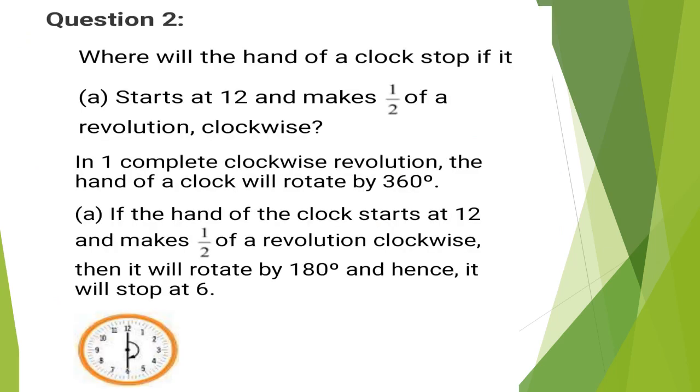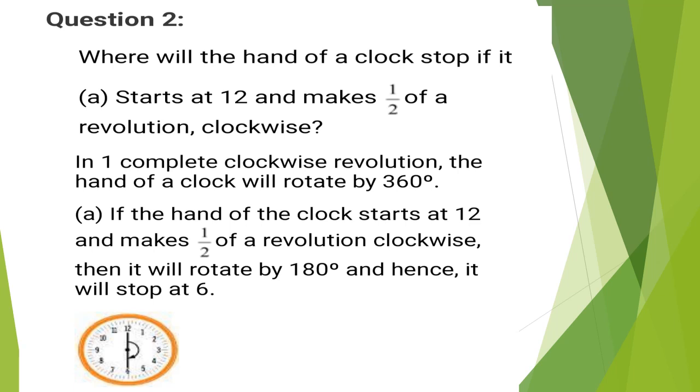Question 2. Where will the hand of a clock stop if it starts at 12 and makes half of a revolution clockwise? So we know that in one complete clockwise revolution, the hand of a clock will rotate by 360 degrees. Now half of a revolution means half multiplied by 360, that is 180 degrees.